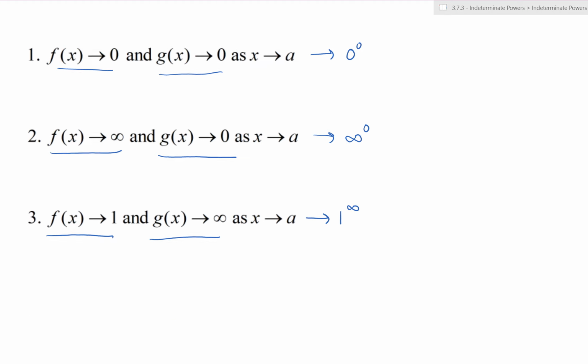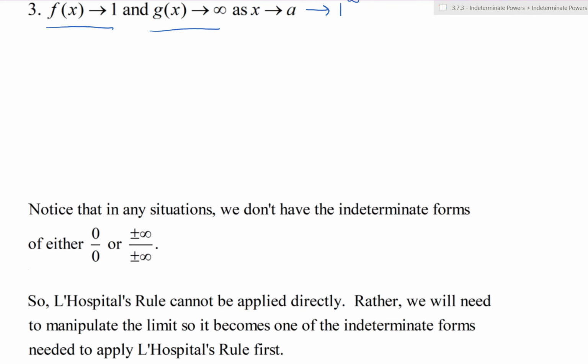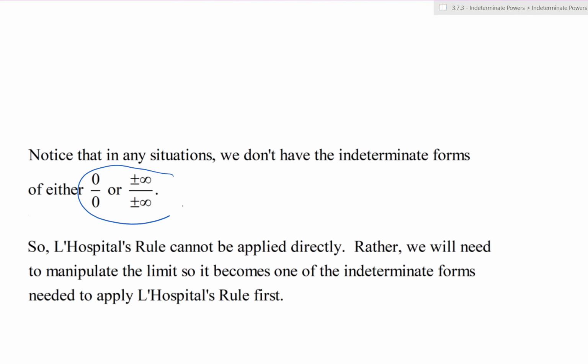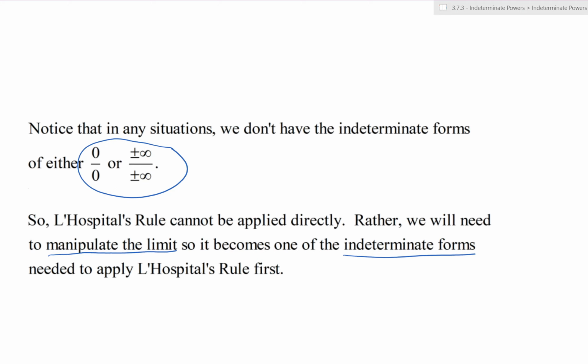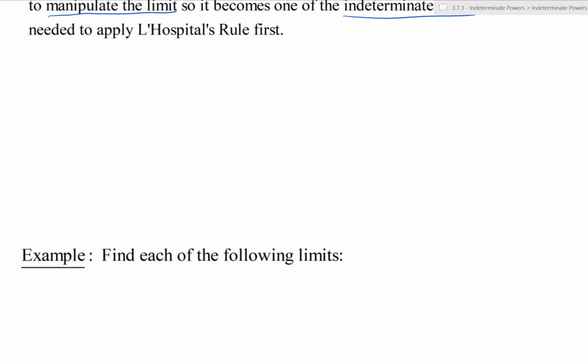Well, let's see how. Now, first of all, each of those forms do not have the indeterminate form 0 over 0 or plus or minus infinity over infinity. Those are the two forms, of course, we need in order to apply L'Hopital's rule to our limits. But the ones that we have in this video, the indeterminate powers, don't have that form. So we cannot use L'Hopital's rule directly here. Rather, again, we're going to have to manipulate the limit so it becomes one of the indeterminate forms above, and then we can apply L'Hopital's rule. So let's go ahead and take a look at a couple of examples here.